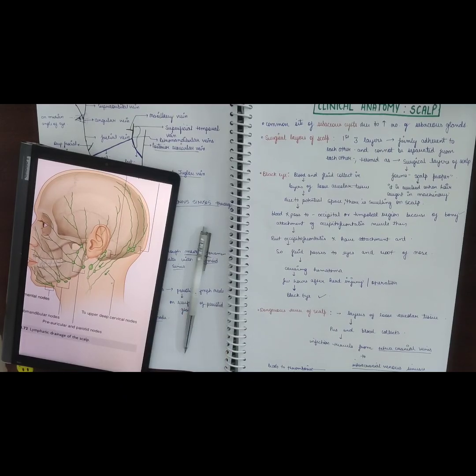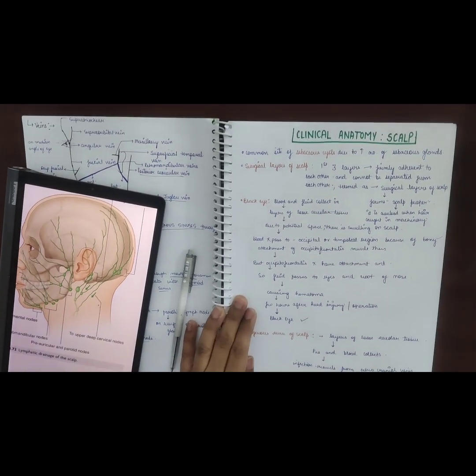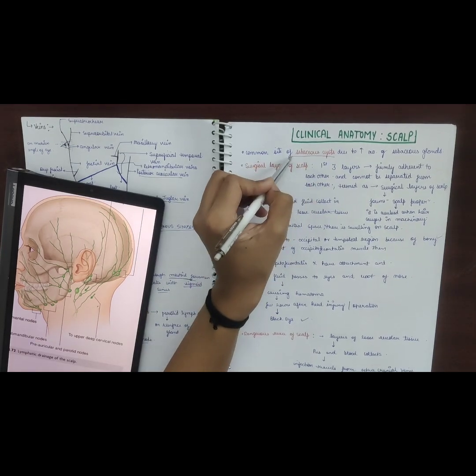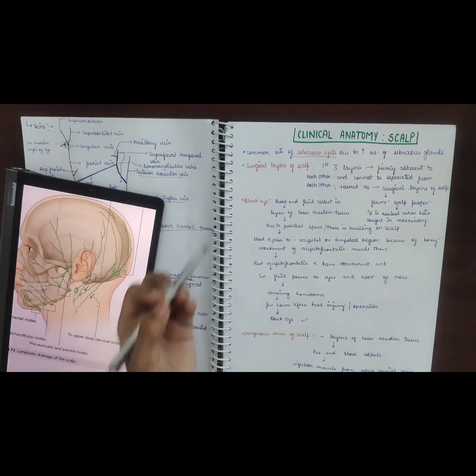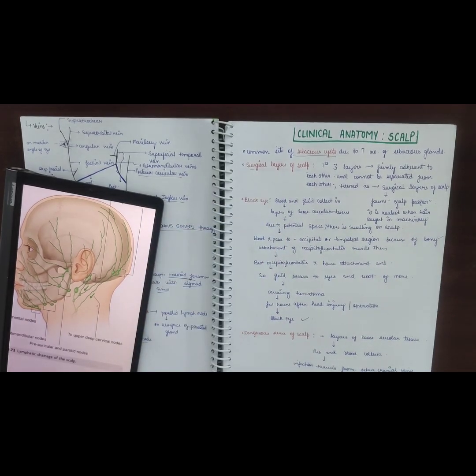Scalp is important because of its clinical anatomy. So on the skin, we are studying the clinical anatomy layer-wise. On the skin, sebaceous cysts might be present because of the high number of sebaceous glands. These cysts develop, and inside those cysts we have pus and all these things. Okay. And then there are the surgical layers of the scalp.